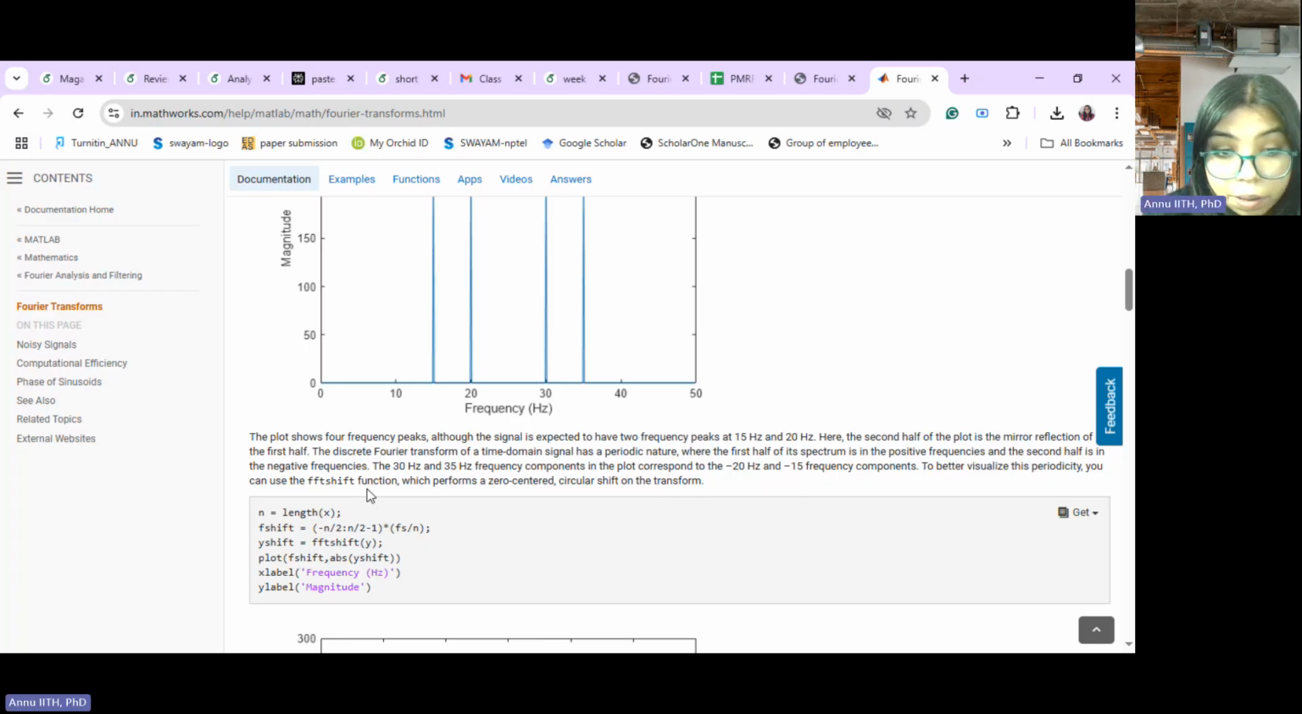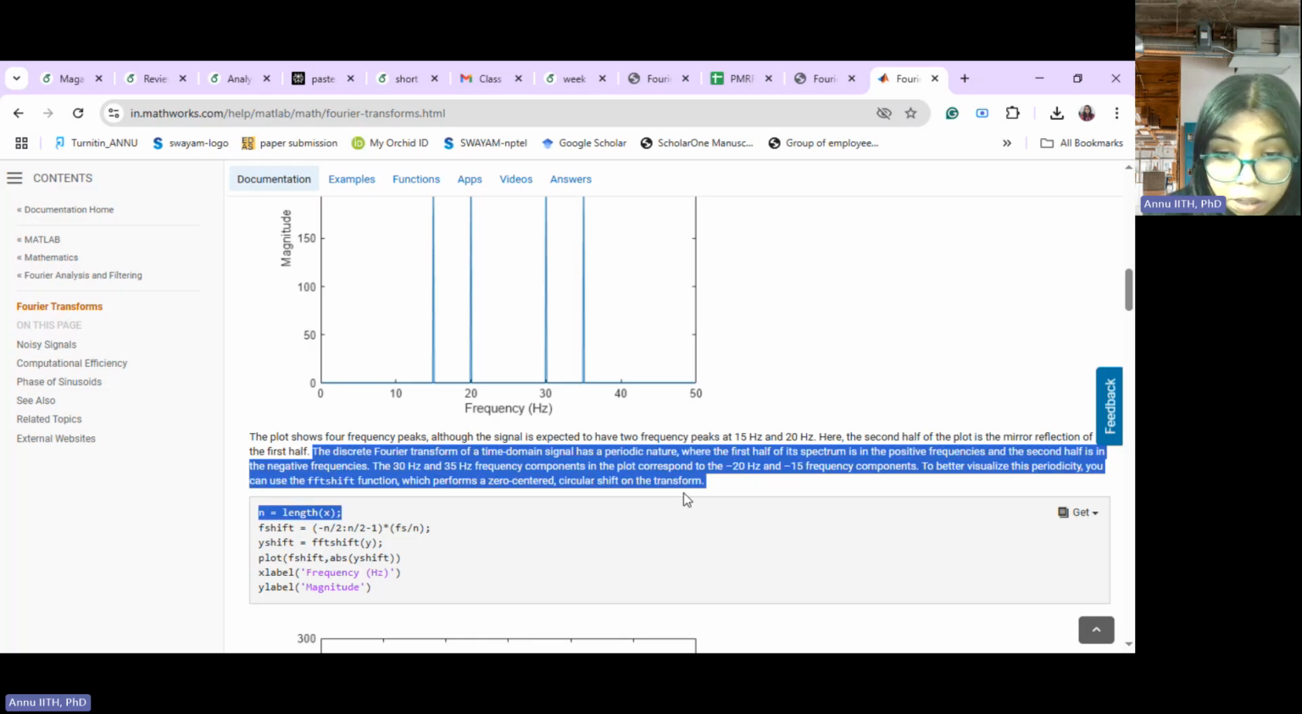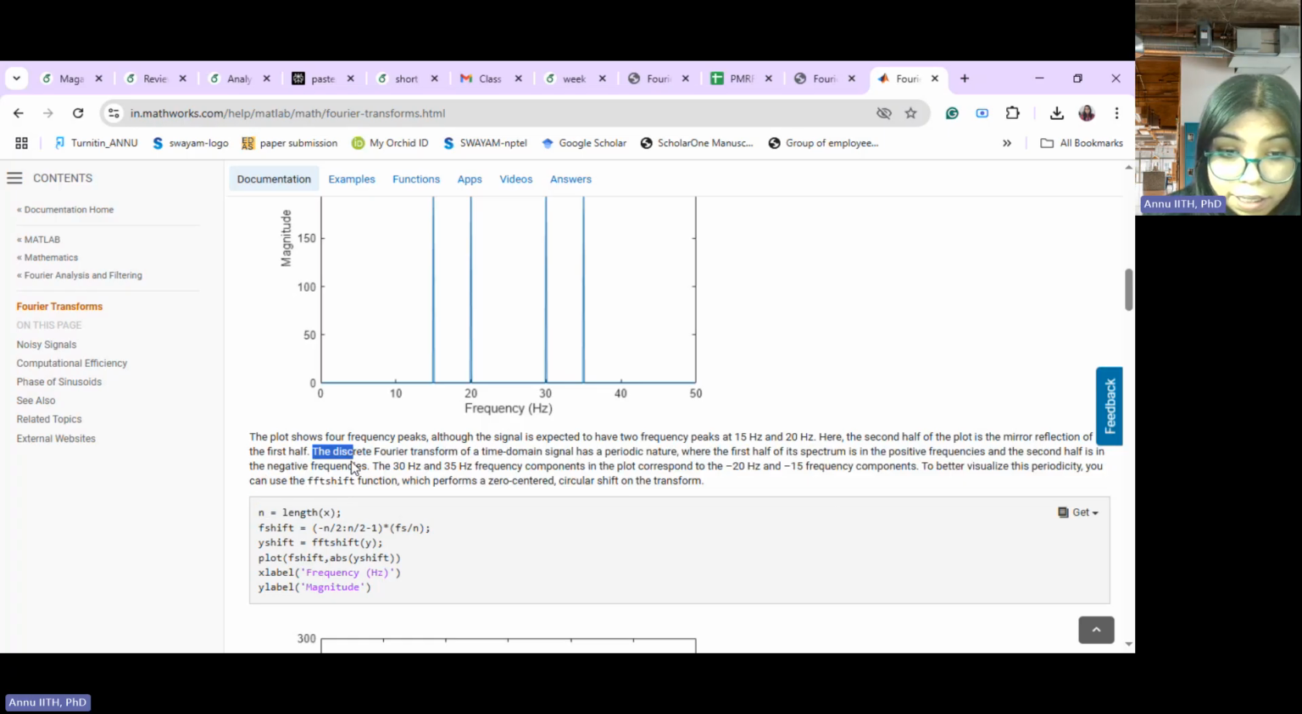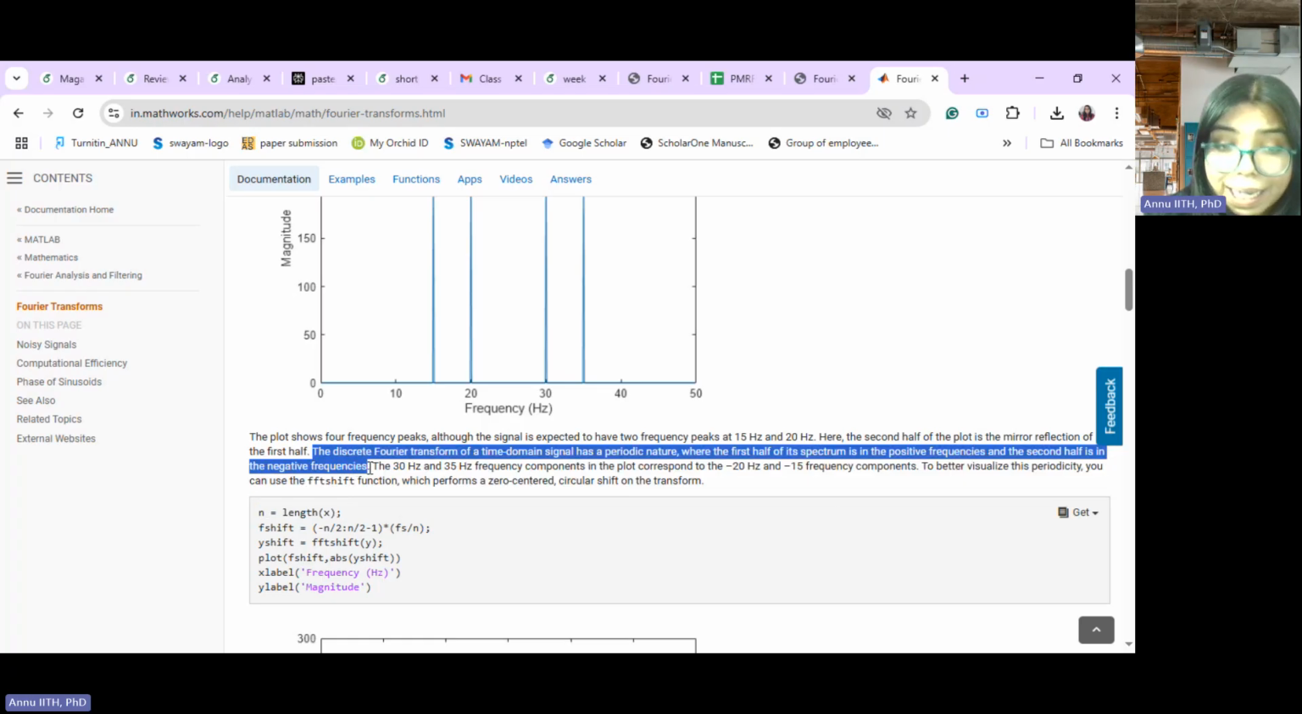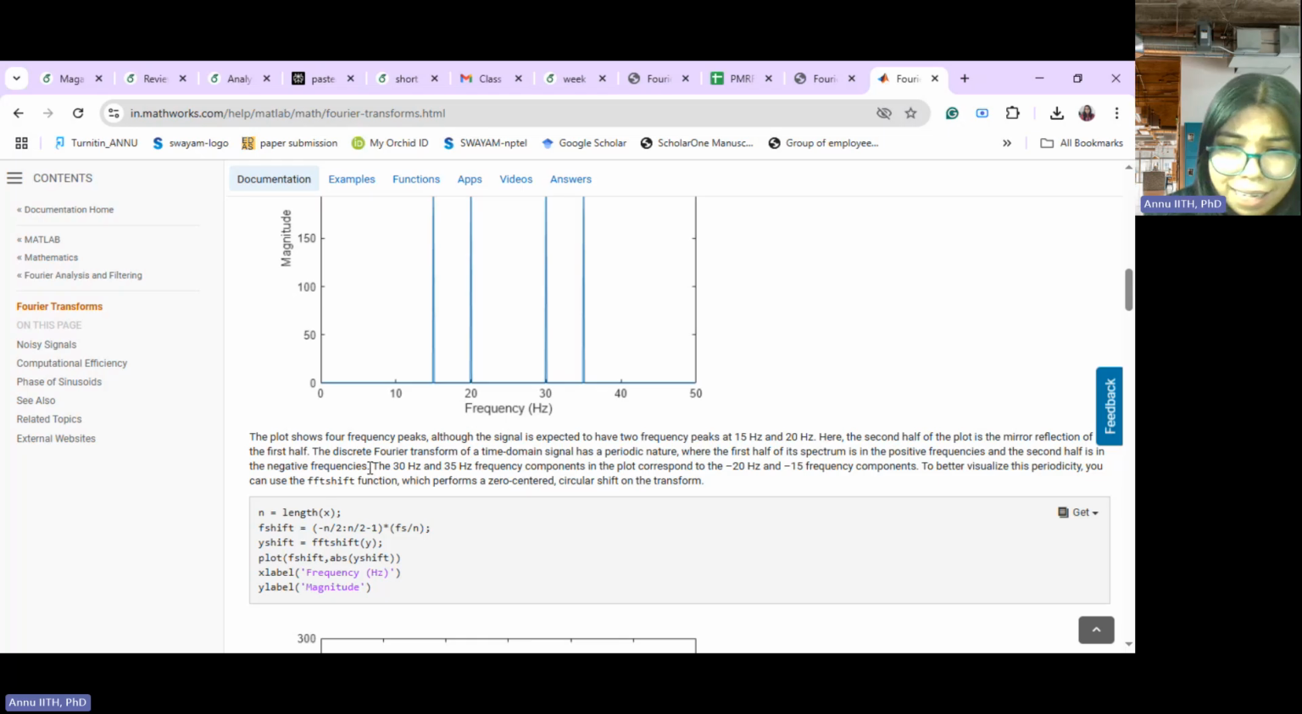So what components did we exactly get? We got 30 and 35. The discrete Fourier transform of a time domain signal has a periodic nature, with the first half of the spectrum being positive frequencies and the second half negative frequencies. In practice, the spectra that we draw come from the positive side, and the negative bandwidth we don't care about. But here we are seeing the first half is positive and the second half is negative.